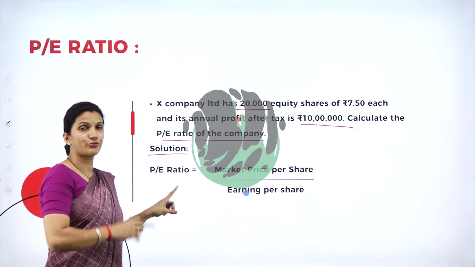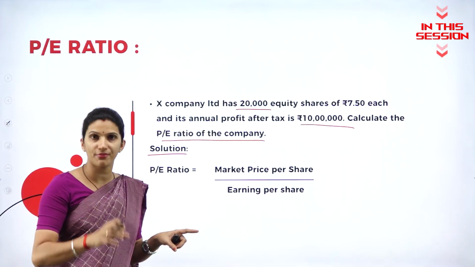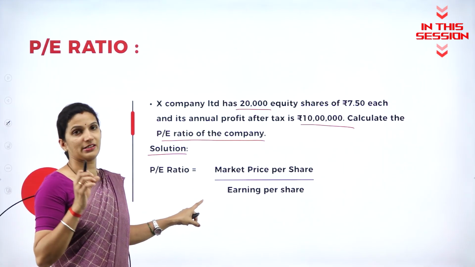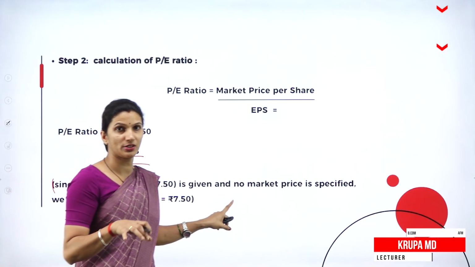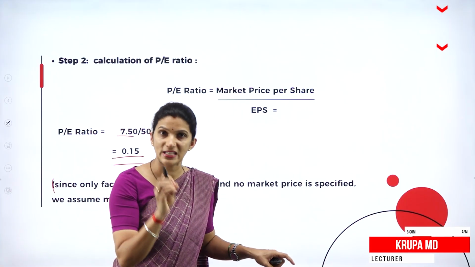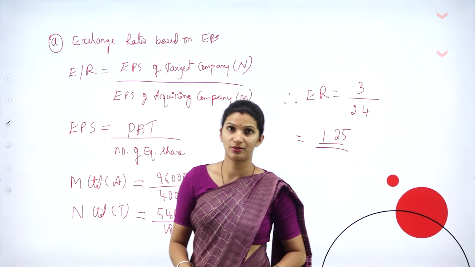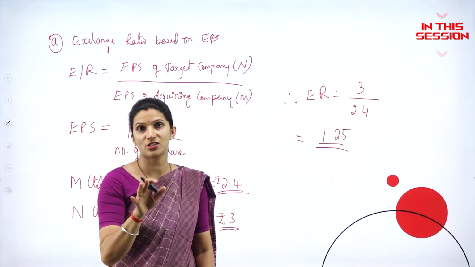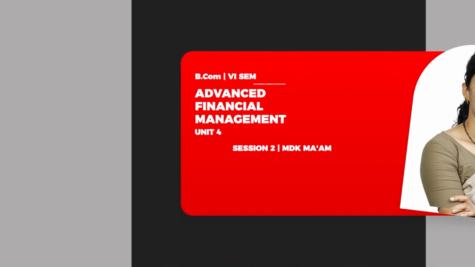So your PE ratio formula is the market price of each share divided by EPS, that is earning per share. Since only the face value is given in the question, and no market price is given, the face value itself will be considered as the market price of the share. So when we consider the EPS for the exchange ratio between the two companies, it is 1.25.